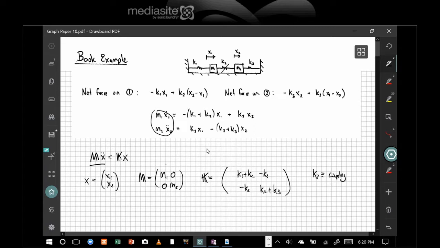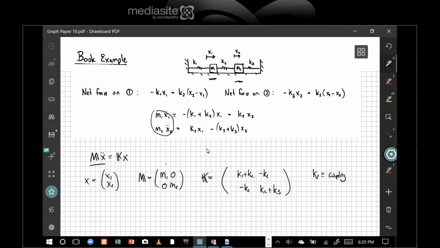Well, if I were to snip K2 there, then this would oscillate independent of that. But K2, when it's there, couples the system, and that's what makes the coupled oscillator. Those will be the off-diagonal terms, and that's true for any kind of coupled oscillator problem. The off-diagonal terms are the things that couple the two oscillators.